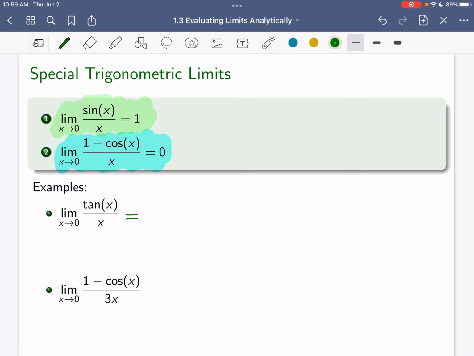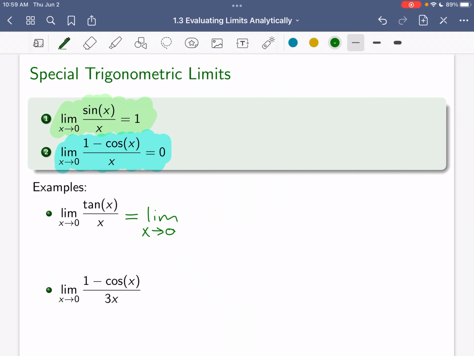In this first example, we have the limit as x approaches 0 of tangent of x over x. If we tried direct substitution, we'd get 0 over 0, and I don't really know what to do with that. I can't give an answer or say that it does not exist. I need to do more work to determine that. Right now, we don't have a lot to work with. We have a variety of limit rules. We also have these two special trig limits. So let's see if we can apply one of those.